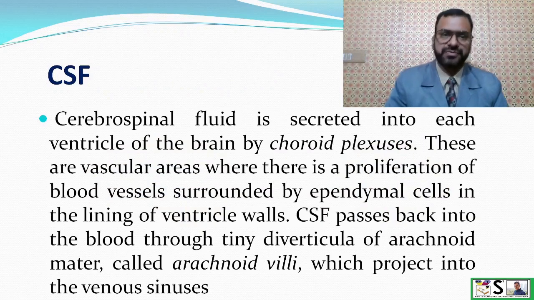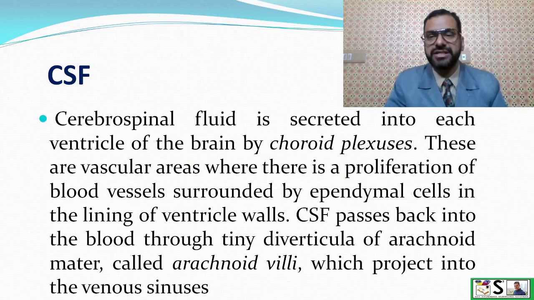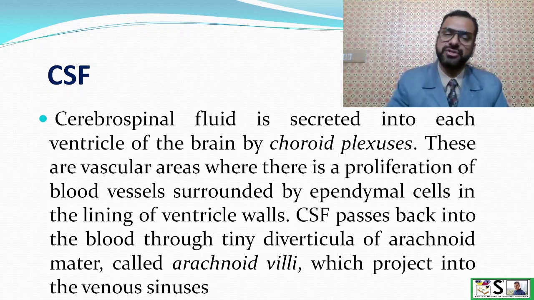What is CSF? Cerebrospinal fluid is secreted into each ventricle of the brain by choroid plexus. These are vascular areas where there is a proliferation of blood vessels surrounded by ependymal cells in the lining of the ventricle wall. CSF passes back into the blood through tiny diverticula of arachnoid mater called arachnoid villi, which project into the venous sinuses.